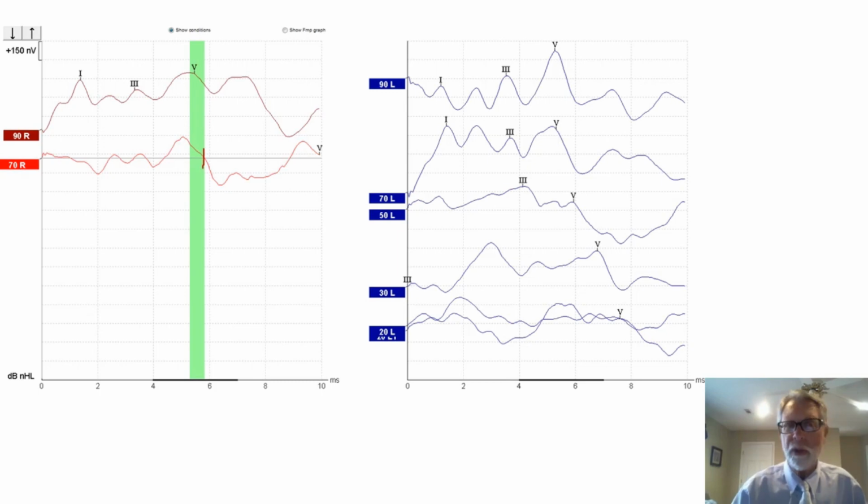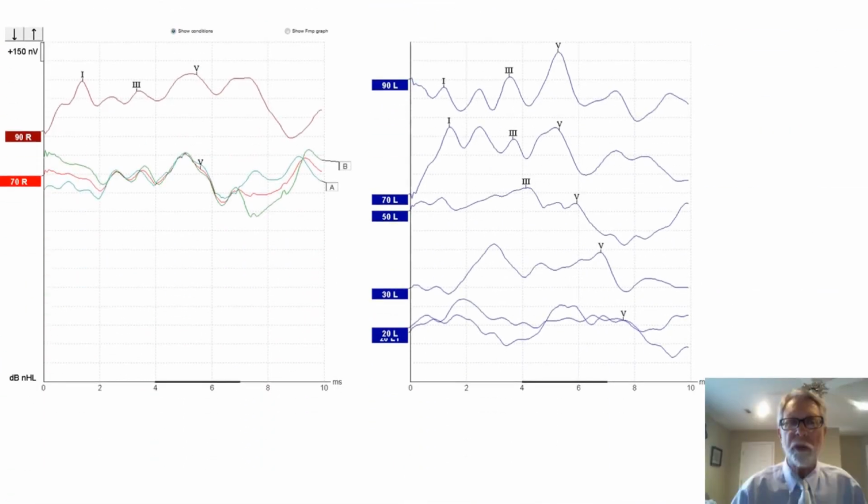But if you wanted to make sure, you can call up this norm. So here's just norms that you can have displayed while you're acquiring the waveform and maybe marking it at the same time. And that would give you confidence that you were correct in marking it there.